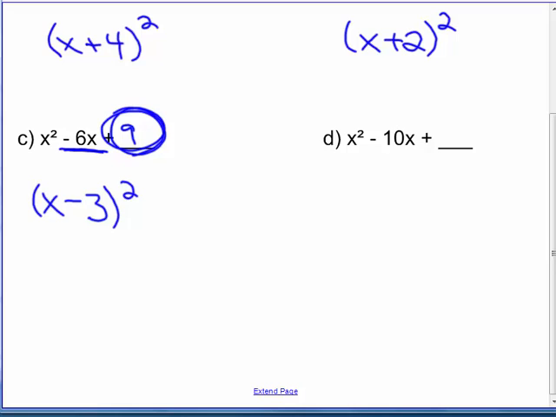And then the last one, d, my middle term is a negative 10. Again, what adds to negative 10 that's the same? Well, 5 and 5 here. So that means my last term has to be 25. It's going to be x minus 5 and x minus 5.